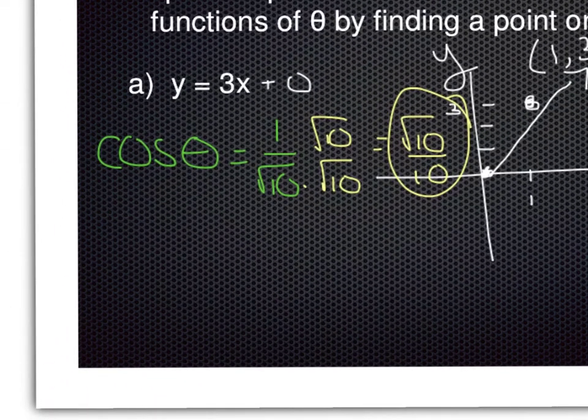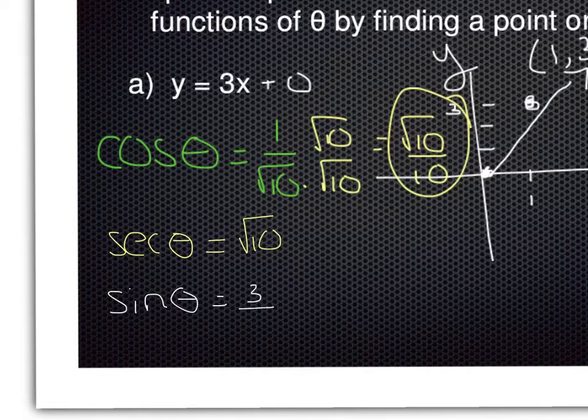Okay, let's find the reciprocal. 1 over root 10. When I flip that over, remember the reciprocal of cosine is secant. So that's going to be root 10 over 1, or just root 10. Then I want to find sine of theta, which sine is y over r, which is square root 10. Rationalize that denominator, multiply the top and bottom by root 10. So here we get 3 root 10 over 10.